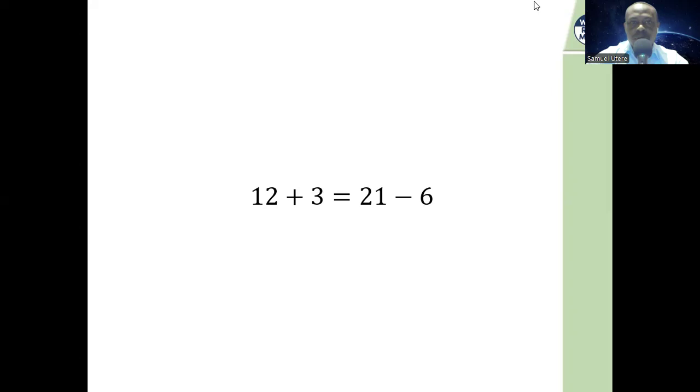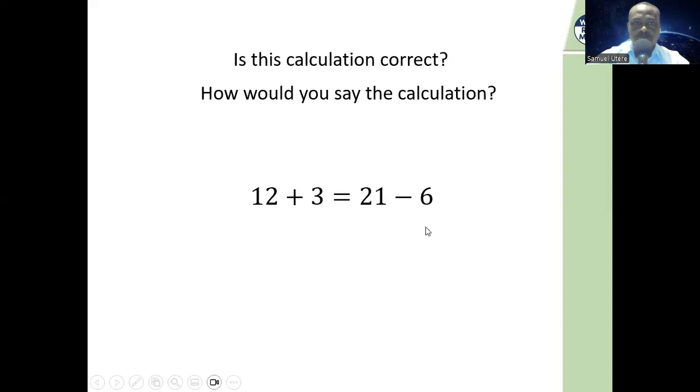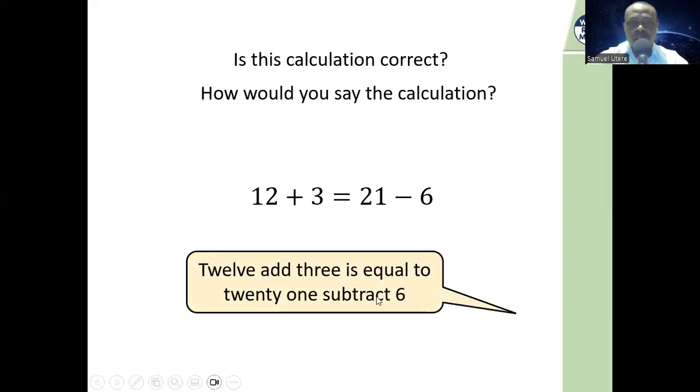All right. What about this one? Would we do this calculation? Are they actually equal? Remember, this sign equal, you should have learned this in primary school or some other time, means what's on the left is actually equal to what's on the right. So let's check. How would we say this calculation? We would say 12 add 3 is equal to 21 subtract 6. So you can see we've used the right words to express all the mathematical symbols that are in the calculation. We've used add, we've used equal, and we've used subtract. And we've actually mentioned the numbers in the calculation. So these are correct ways of expressing equality.